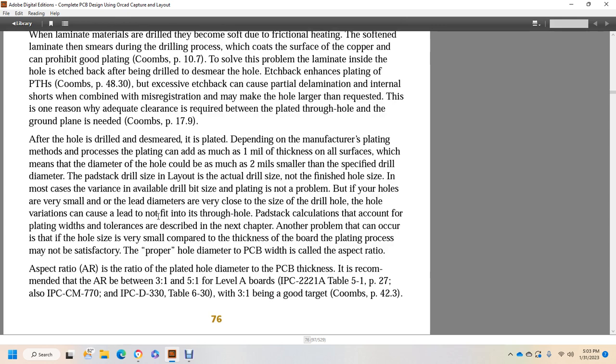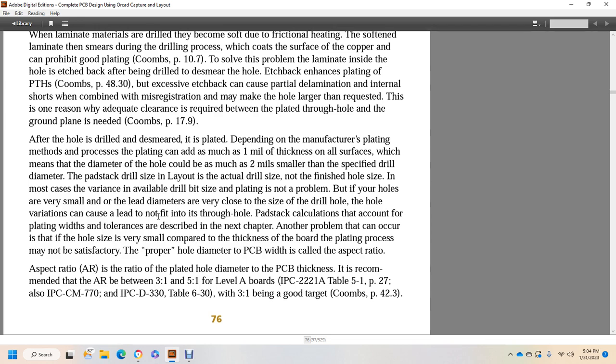Hole size in most cases varies, so the available drill bit size and plating is not a problem. But if the holes are very small, and the lead diameters are very close to the size of the drill hole, the variation can lead to the lead not fitting through the hole. Pad stack calculation accounts for the plating widths and tolerances, described in the next chapter.